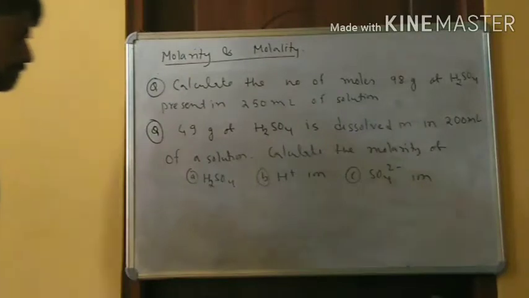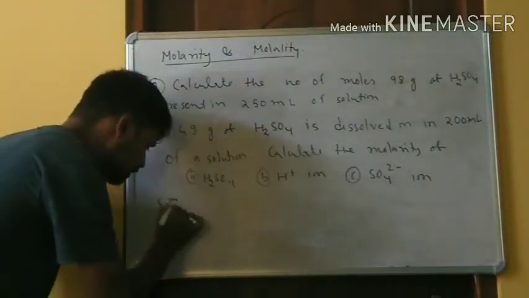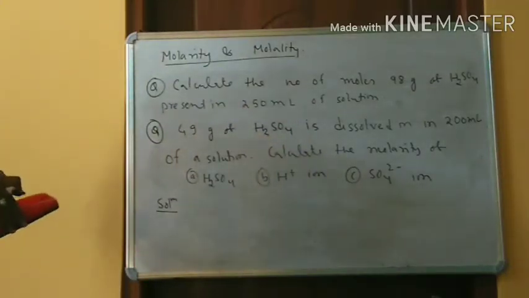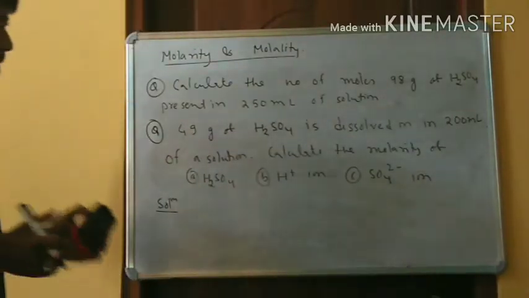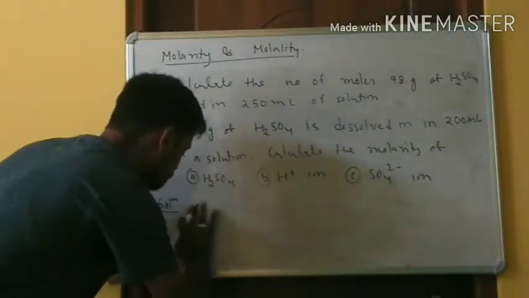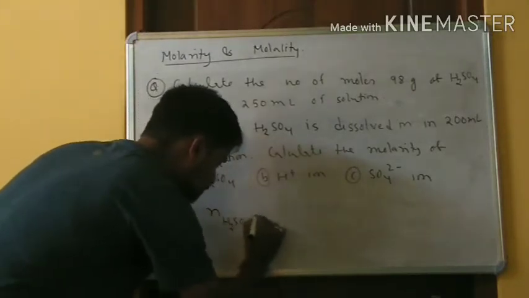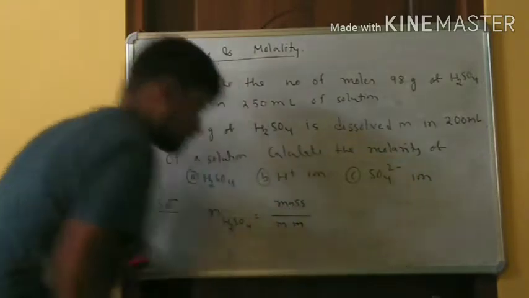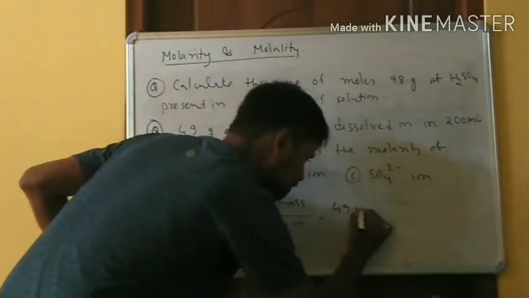The formula is the same. In the first step we have to calculate the number of moles of H2SO4. Since mass is given, we can easily calculate the number of moles of H2SO4. Number of moles can be denoted by symbol n. Number of moles of H2SO4 will be mass by molar mass. Mass of H2SO4 is given, which is 49 gram.